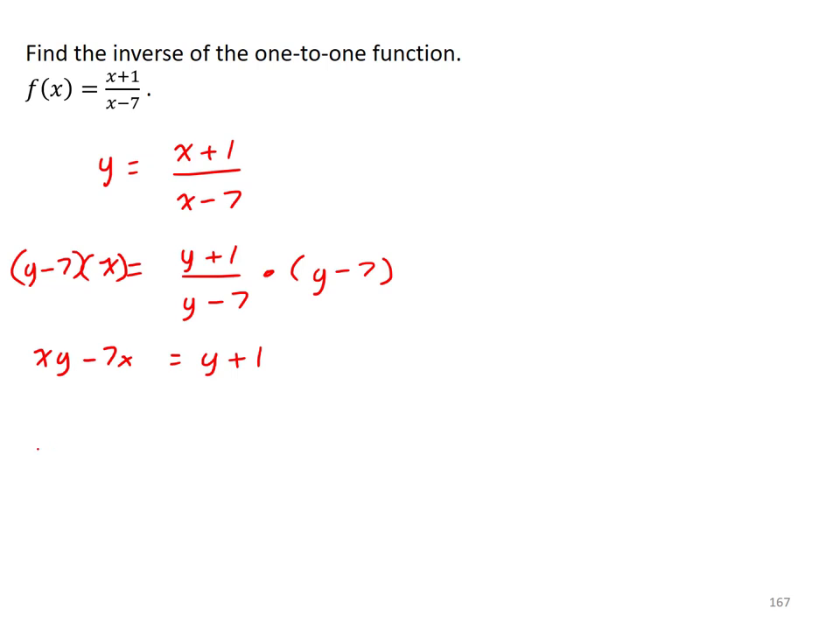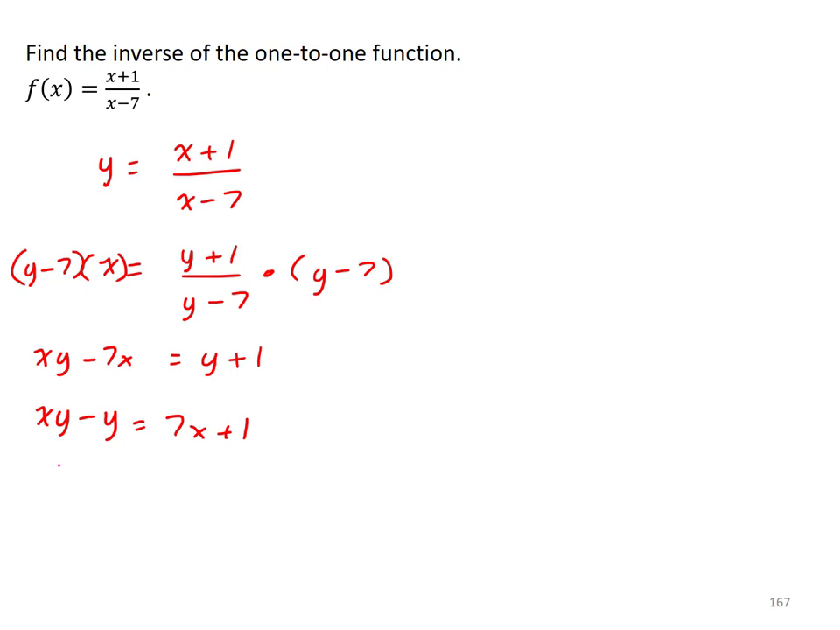Now I want to isolate y, so what I need to do is get all of the y terms on one side and all the terms without a y on the other side. It seems to me it'd be easier to move my y terms to the left side, so I will subtract y from both sides. So I have xy minus 7x equals y plus 1. I'm going to subtract y from both sides. I'm also going to add 7x to both sides. This results in xy minus y equals 7x plus 1.